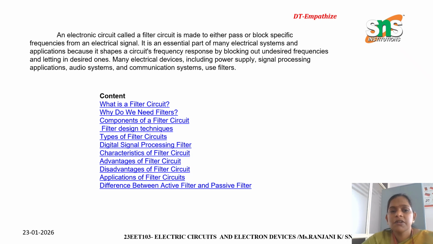So in today's class, we are going to see what is a filter circuit and why do we need filters, and also the components, types, what are the DSP filters, and characteristics of filter circuits. In an electronic circuit, a filter is made up to either pass or block specific frequencies of an electrical signal. So this is the main part of your electronic circuits.